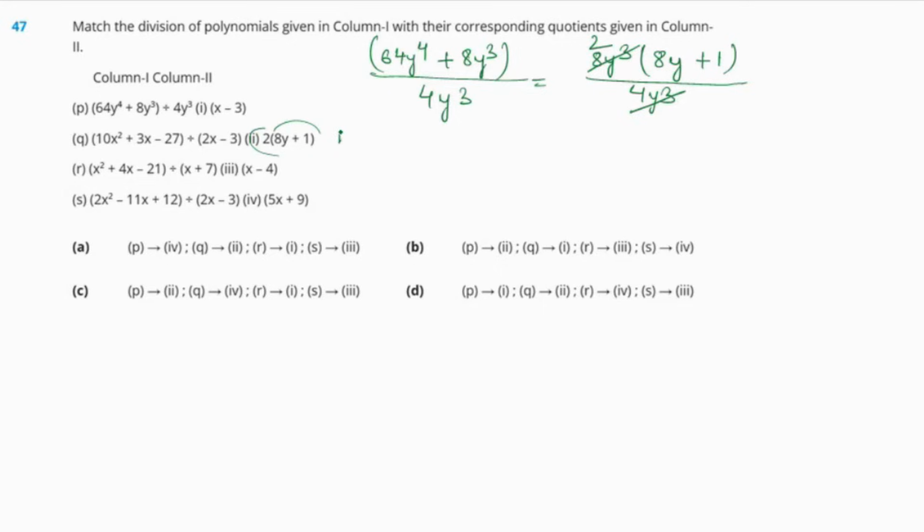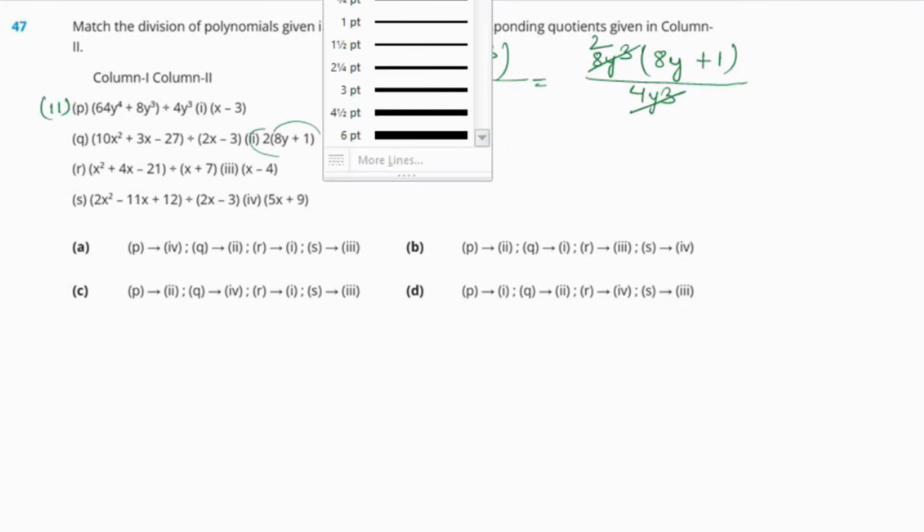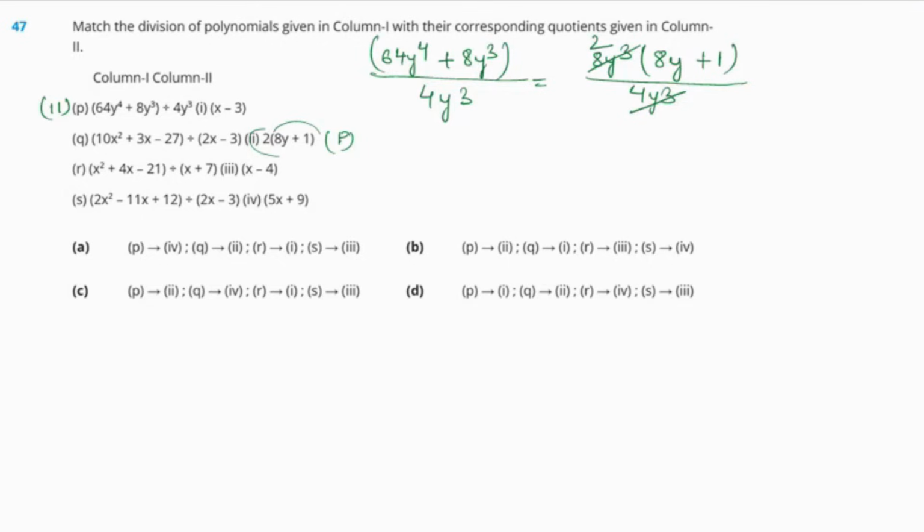So for this, it needs to be the P1, or for P, it needs to be the second one. Okay, now let's go with the next one. The next statement is 10x square plus 3x minus 27, and we are supposed to divide it by 2x minus 3. Simply, we need to factorize it.